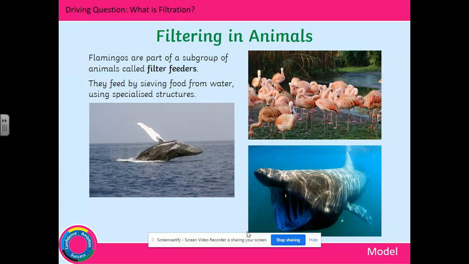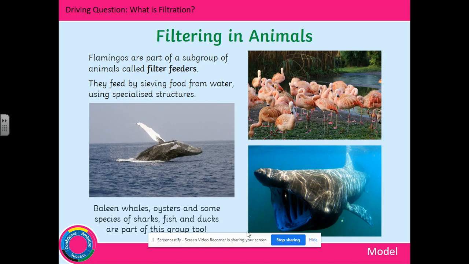Filtering in animals. Now, before I mentioned that filtering is a separating technique. Now, this technique is not only used in the lab, but as you can see, it is also used in the wild or in nature. The flamingos are part of a subgroup of animals called filter feeders. They feed by sieving food from water using specialized features or structures. The baleen whales, oysters, and some species of sharks, fish, and ducks are a part of this group as well.